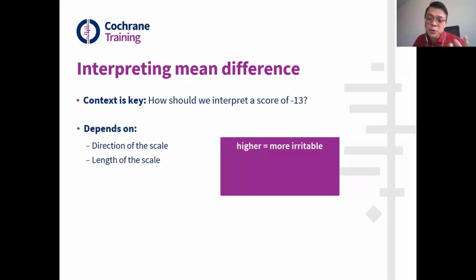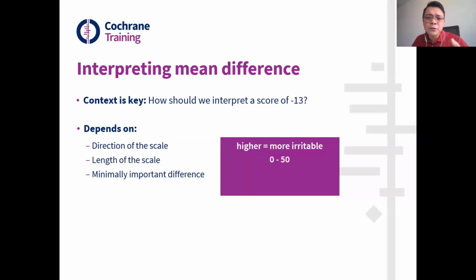We also have to know the length of the scale. How large is 13 points relative to the length of the scale? Is it a 0 to 20 point scale? Is it a 0 to 100 point scale? Let's assume that for this scale, it's 0 to 50.